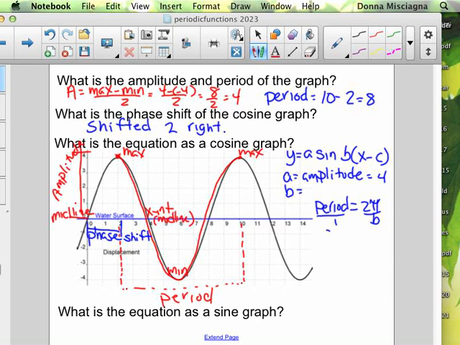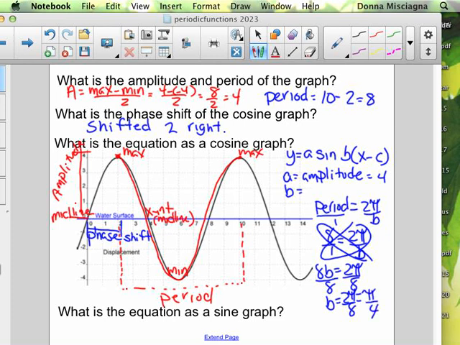So the period is 8. So we have 8 over 1 equals 2 pi over b. We will cross multiply. So 8b equals 2 pi, and then divide both sides by 8 to solve for b. So b is 2 pi eighths, which we could reduce. They're both the 2 and the 8 are divisible by 2, so that would be pi fourths. So the b in the equation is pi fourths.